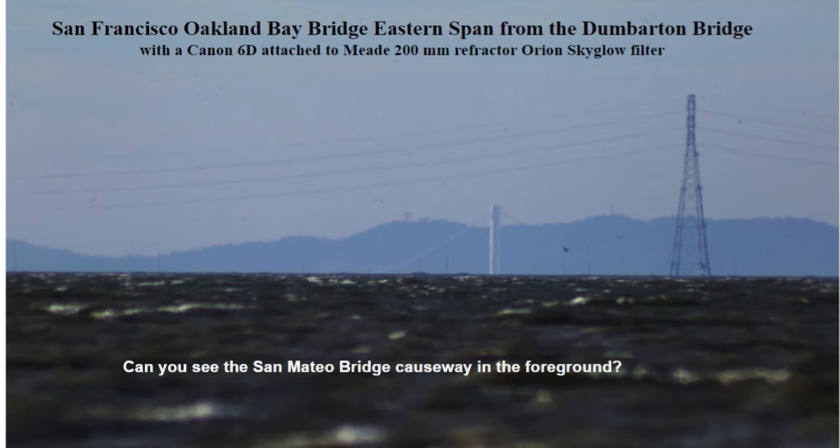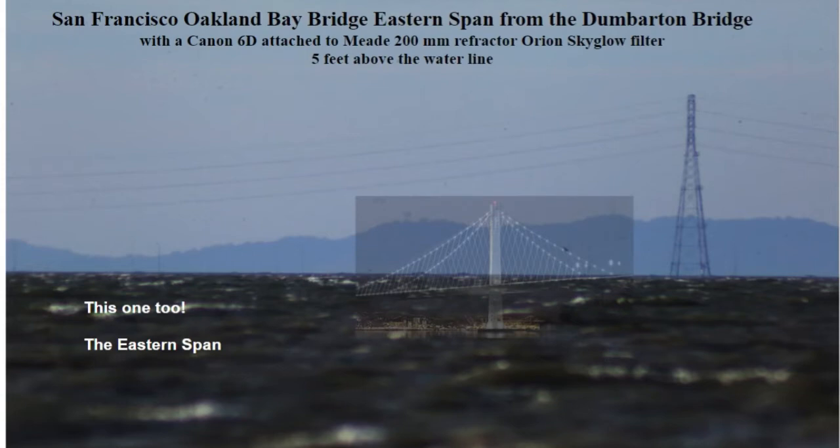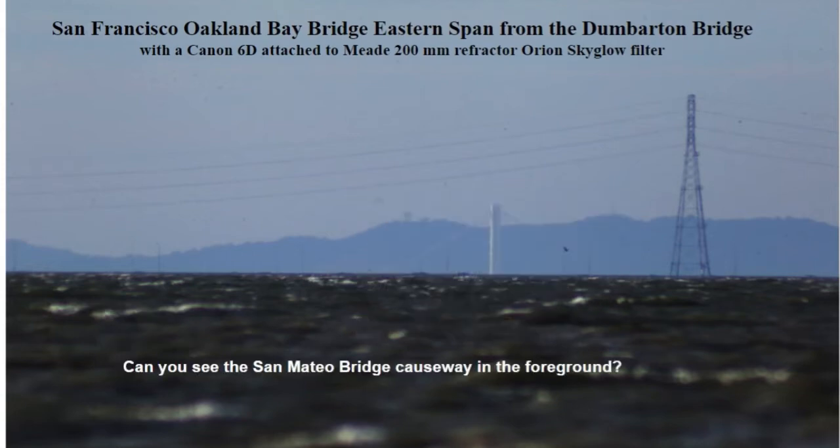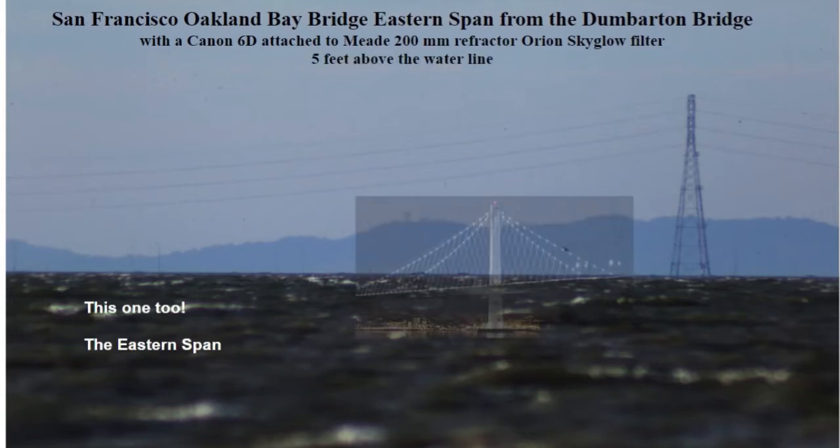Here's the other section of the bridge. This is what they call the eastern span. It's brand new. That was taken through an Orion Sky Glow filter, so it had those other three bandwidths basically is what it passes. And there's how much is hidden. A little bit different angles, but at least you can get some idea of how much is hidden.